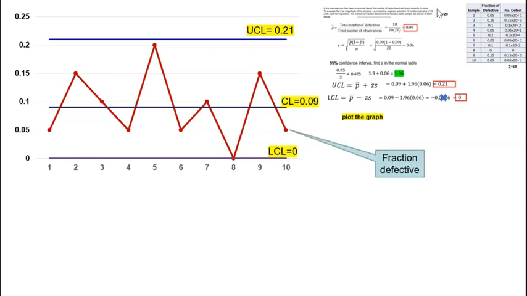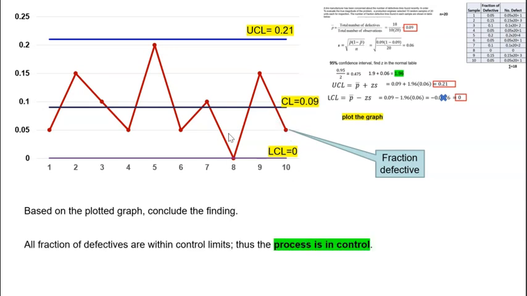Sample 1 is 0.05 from here. Sample 2 is 0.15, here. Sample 3 is 0.1, so 0.1 is here. You have to plot all 10 fractions defective, one for each sample. So what can you conclude from the plotted graph? We find that none of them exceed the limits, and 0 is okay. So we can say that the process is in control.